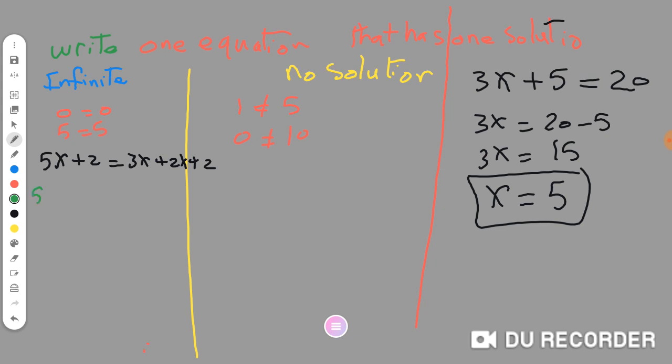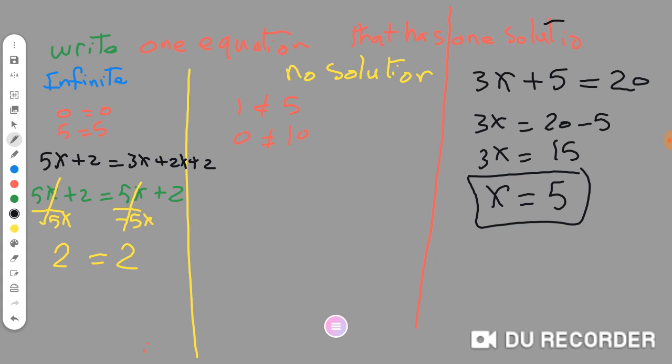So I have 5x plus 2 equals 3x plus 2x plus 2. So I have 5x here and 5x here. By subtracting 5x from both sides, you will find 0 and 0, and what is left is 2 equals 2. Yes, 2 equals 2, which is the same number, so it's an infinite number of solutions. This is an example from our mind.